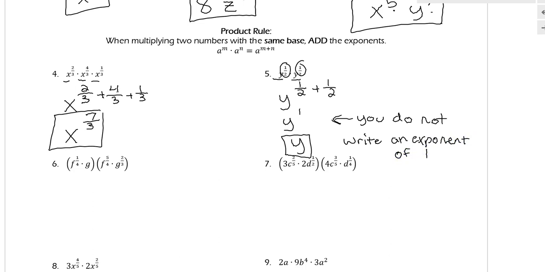Just like how we don't write a coefficient of 1, right? If I just write an x down, I know I have it once. I don't need to tell you that I'm having it once, okay?